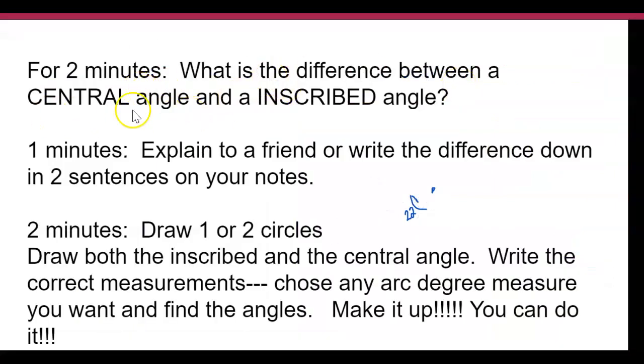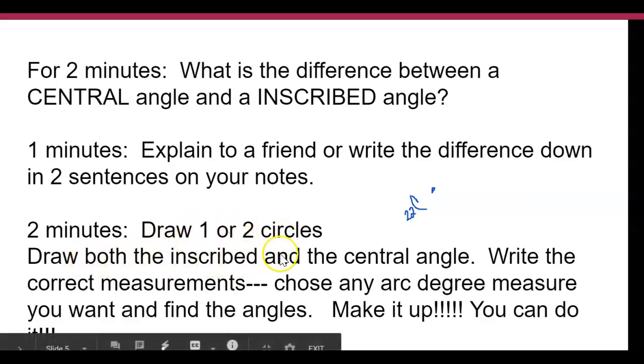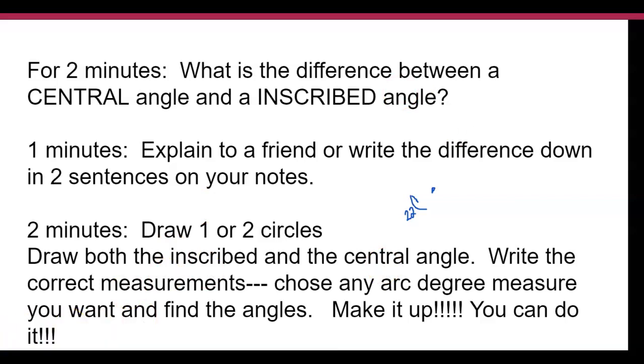What is the difference between a central angle and an inscribed angle? Explain to your friend or write down the difference in 2 sentences on your notes. Okay, then draw 1 or 2 circles. Just trace them from any bottle cap or anything you have at your house. Draw both the inscribed and a central angle. Write the correct measures. Pick any number you want. Like I made up the other problems, so just make some problems up. Go ahead and just try it, please.